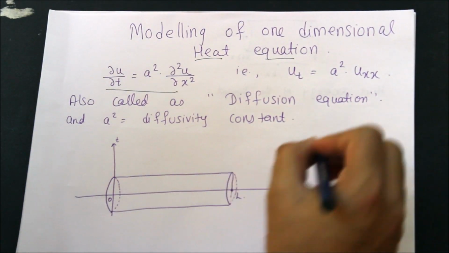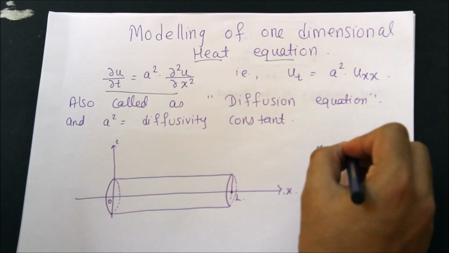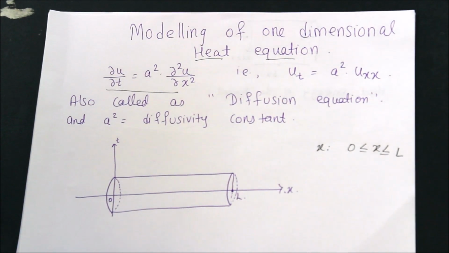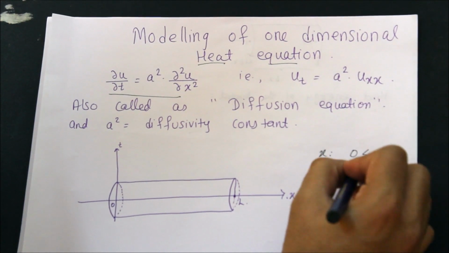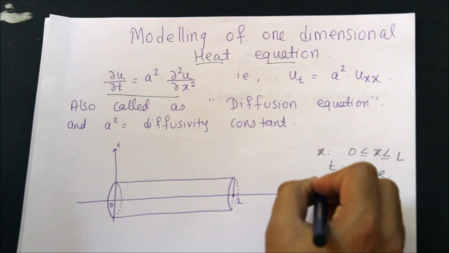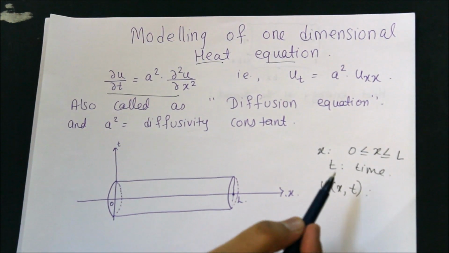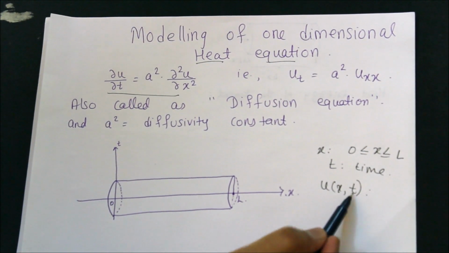Suppose x is ranging from 0 to L. What is L? L is the length of the rod. What is t? t stands for the time. So what is u(x, t)? It gives me the temperature at the given position x and the given time t.